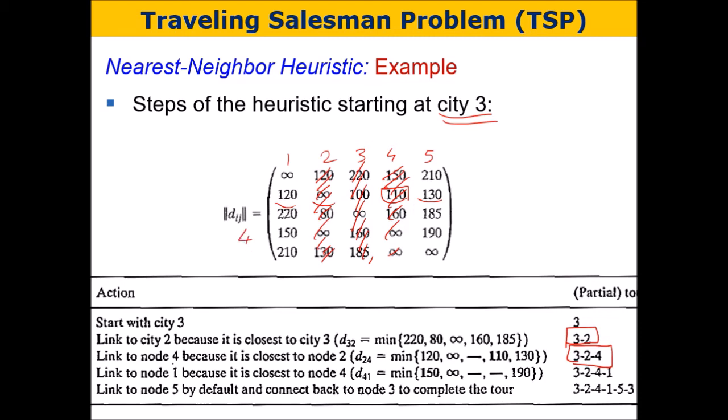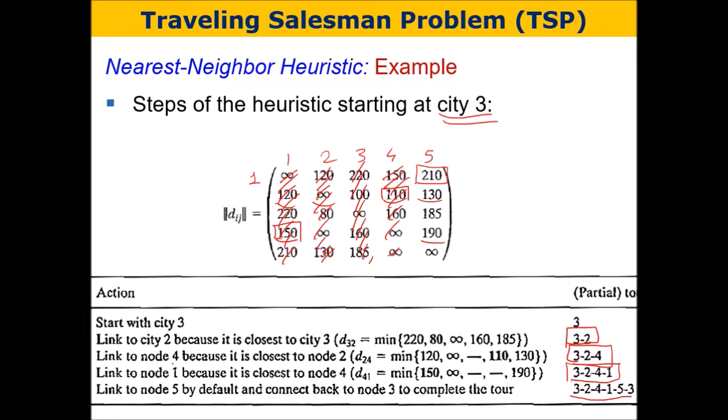Okay, we need to check this one and this one. The shortest one is this. So it means that the next city to visit is 1. And then since we visited city 1, we are currently at city 1, the final one is to go to city 5 because it's the only remaining one. And the final tour is this one.